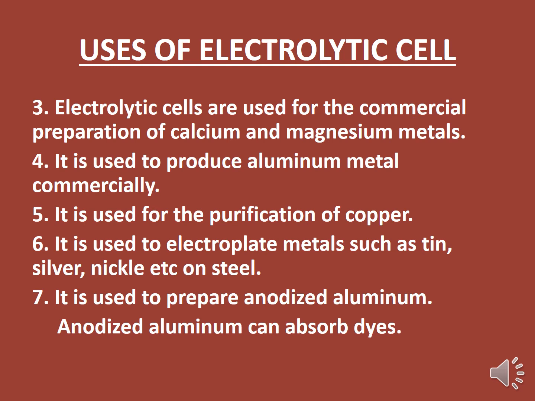Electrolytic cells are also used for the commercial preparation of calcium and magnesium metals. They are used to produce aluminum metal commercially, and for the purification of copper metal. They are used to electroplate metals such as tin, silver, nickel, etc. on steel. They are also used to prepare anodized aluminum. Anodized aluminum can absorb dyes.